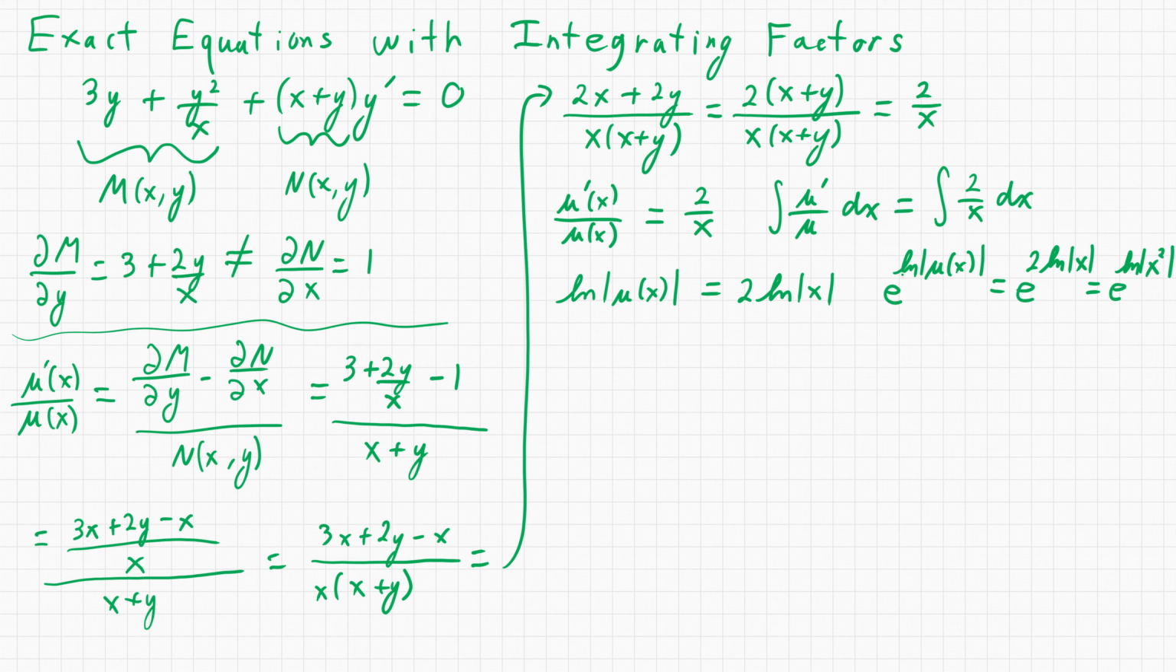So now the e and the natural log here cancel, the e and the natural log here cancel. So I have absolute value of mu of x is equal to absolute value of x squared. And then I'm just going to drop the absolute values. They're always going to be positive there. So mu of x equals x squared.